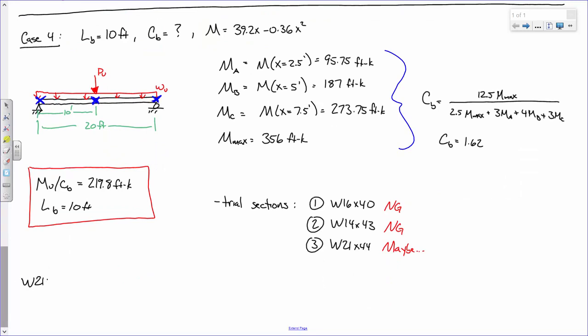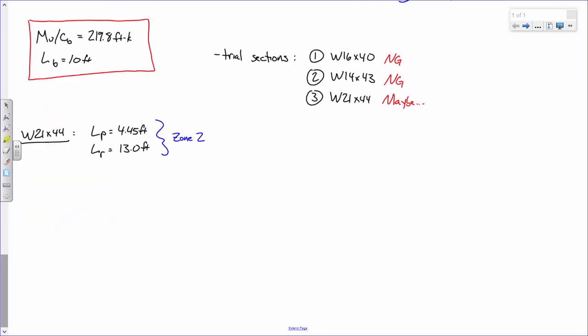Now, for a W21 by 44, what's the LP and the LR? LR is 13.0. So what does that mean? Zone 3? Zone 2. That's really easy to do on this stuff. Remember, there's a difference between how long the beam is and the distance between the braces. The distance between the braces is 10 feet. So we're in zone 2. You've got to be cognizant of that. So is it zone 2 because 10 is in between those two numbers? Yes. Okay.